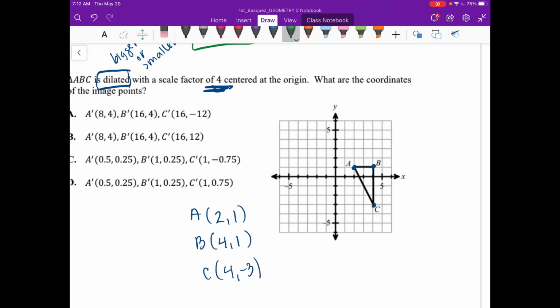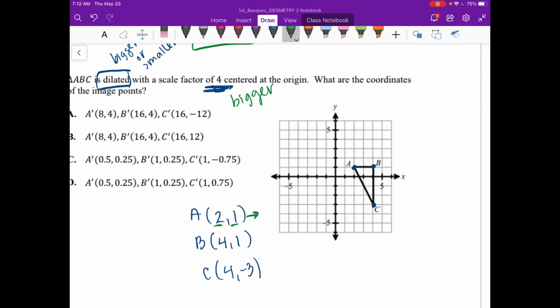Now, because these are being dilated by a factor of 4, that means they're getting bigger. Because if it's bigger than 1, your picture is getting bigger. If it's smaller than 1, like a fraction or a decimal smaller than 1, then the picture would be getting smaller. So what this means is you're going to multiply every x and y value by 4.